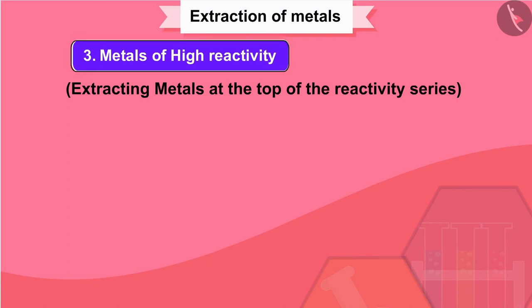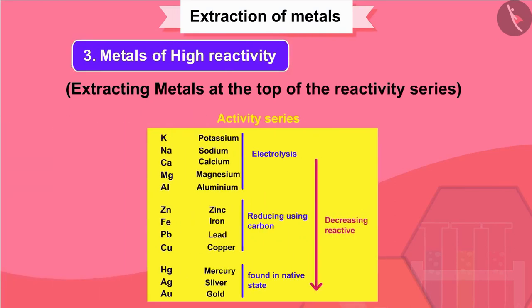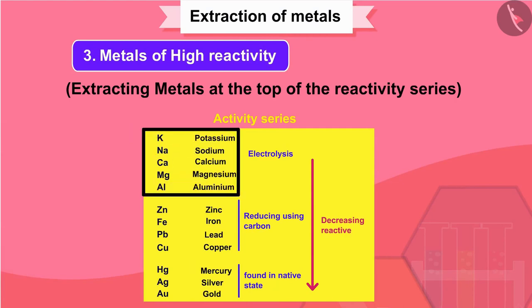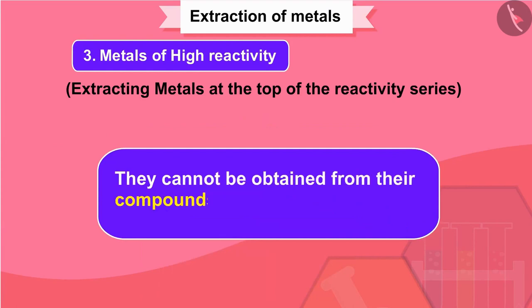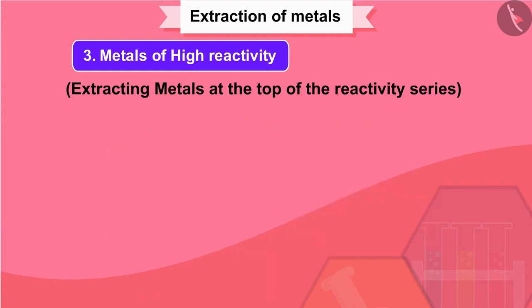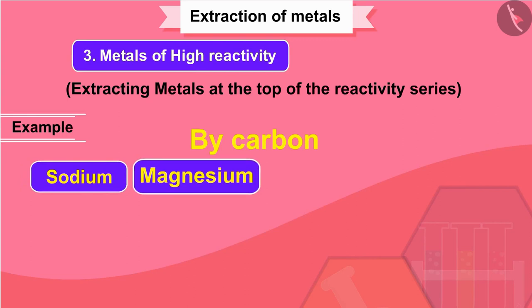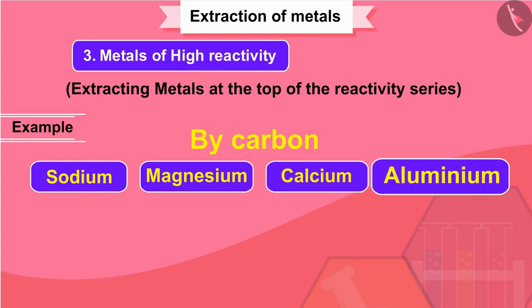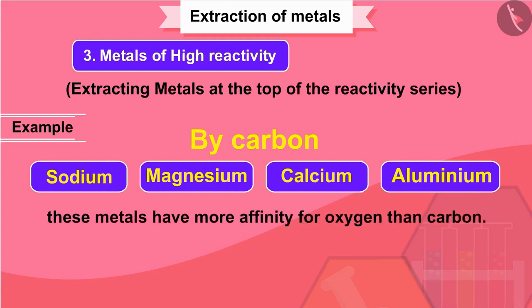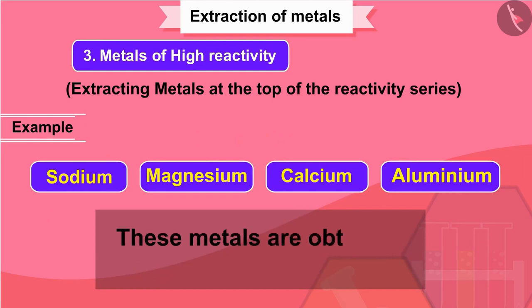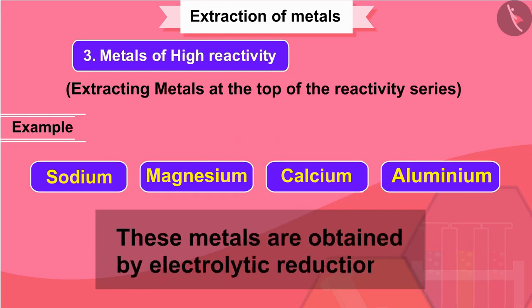Extracting metals at the top of the reactivity series. Highly reactive metals. The metals high up in the reactivity series are very reactive. They cannot be obtained from their compounds by heating with carbon. For example, carbon cannot reduce the oxides of sodium, magnesium, calcium, aluminium, etc. to the respective metals. This is because these metals have more affinity for oxygen than carbon. These metals are obtained by electrolytic reduction.